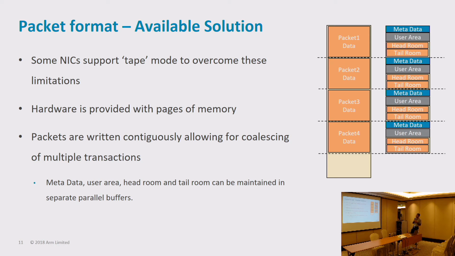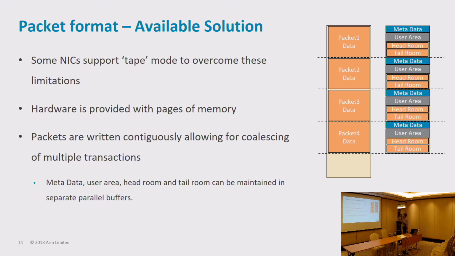So there are some NICs that support what I call the tape mode. In tape mode, the NIC is provided with pages of memory. It's not provided with one buffer at a time. It's provided with, let's say, 4K pages. And then the NIC goes ahead and writes the packets contiguously, and it coalesces multiple transactions into a single transaction. And that way it reduces the number of transactions over the PCI bus.